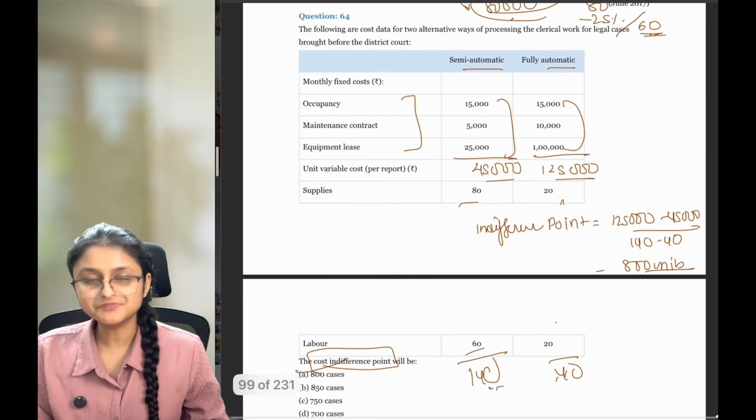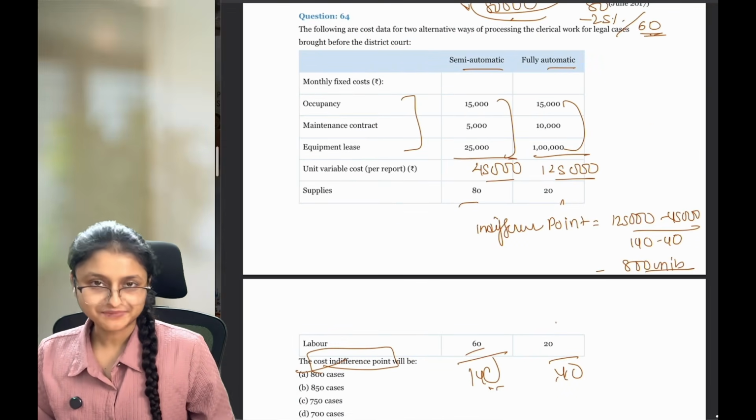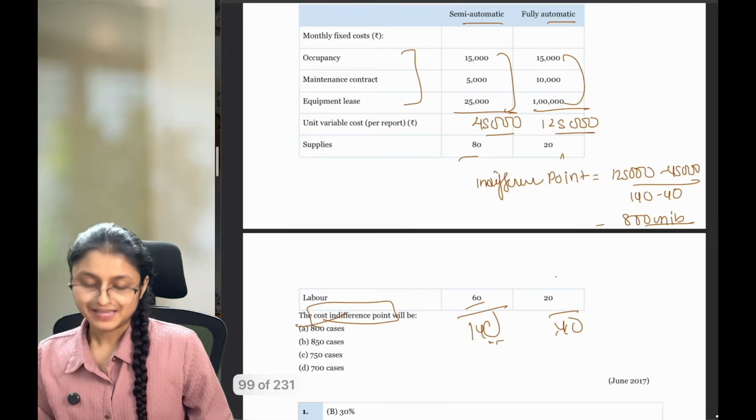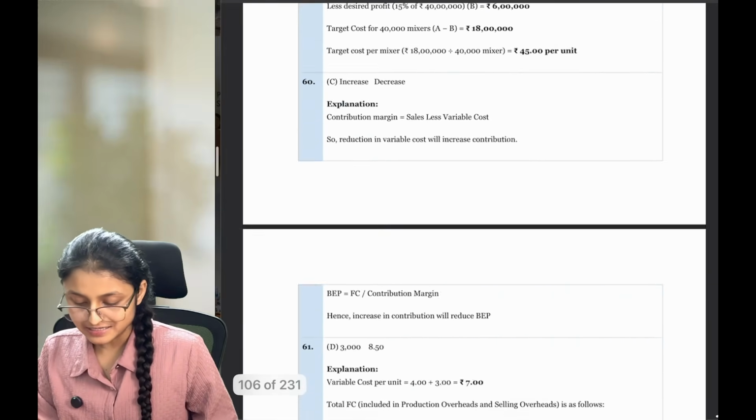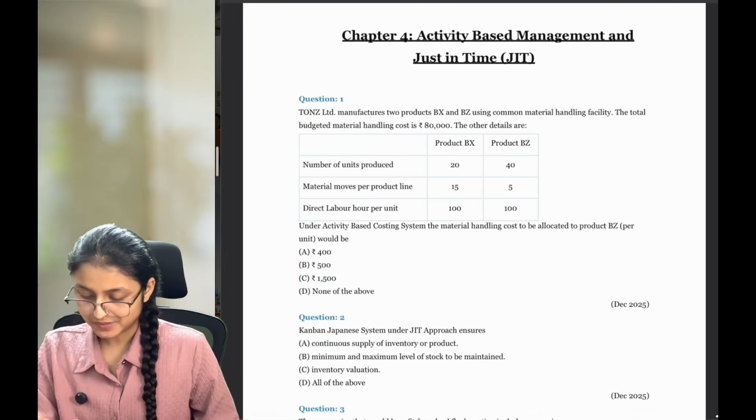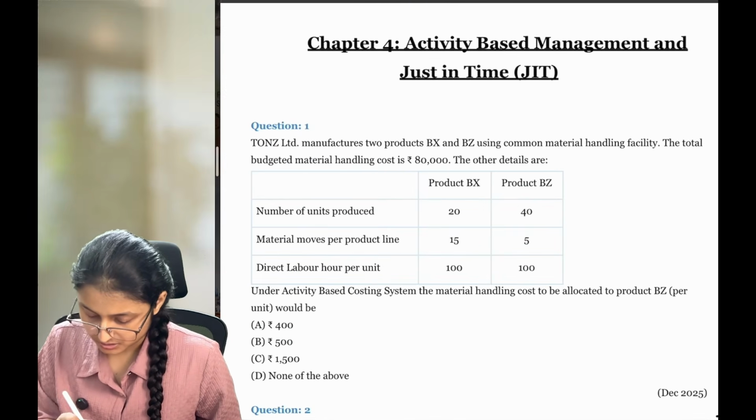And we are done. We completed our most lengthy chapter for MCQ purpose also, and that is your chapter number 3. Now we are moving forward to the next chapter, and that is chapter number 4, activity based management and just in time. Let's see what this question says here.